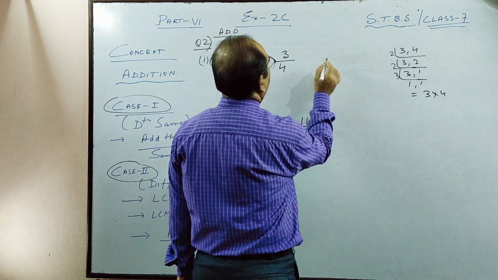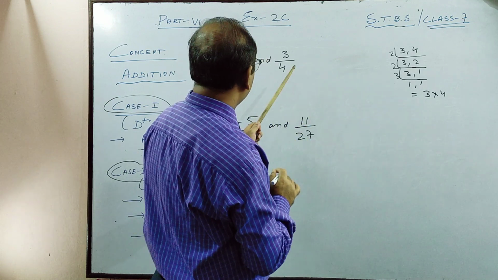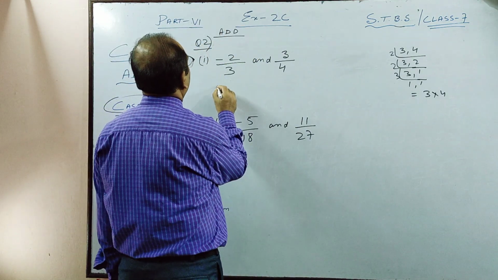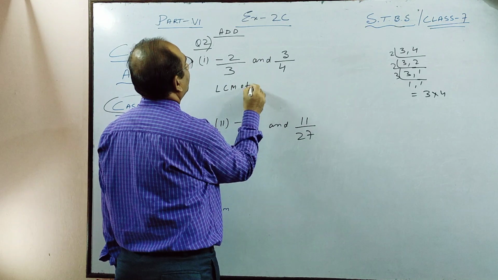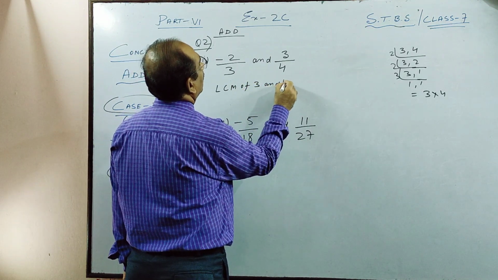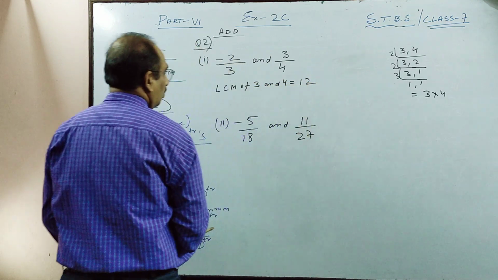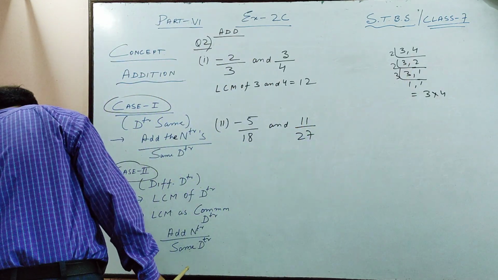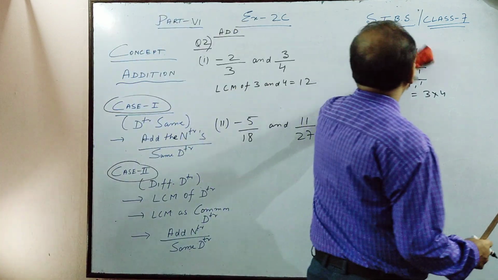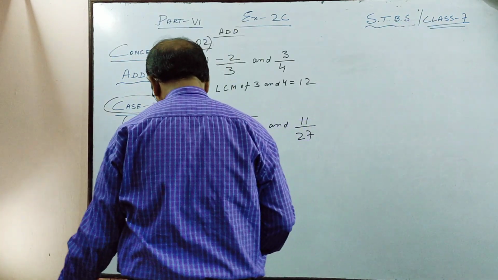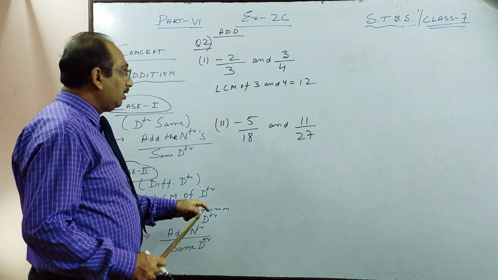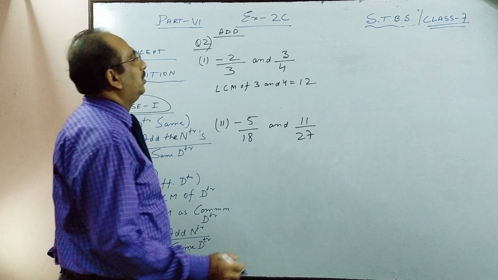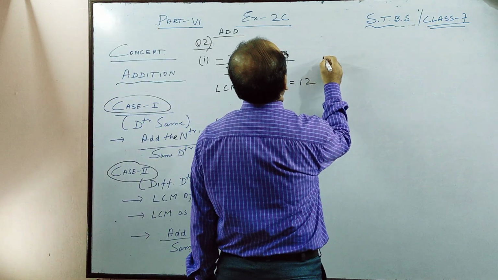So we have to convert both of them. Kindly pause and copy. So the LCM of 3 and 4 is 12. You can do it by this method or directly, because nothing is common. Then children, we have to convert both the fractions with the common LCM as the common denominator. See what I do.